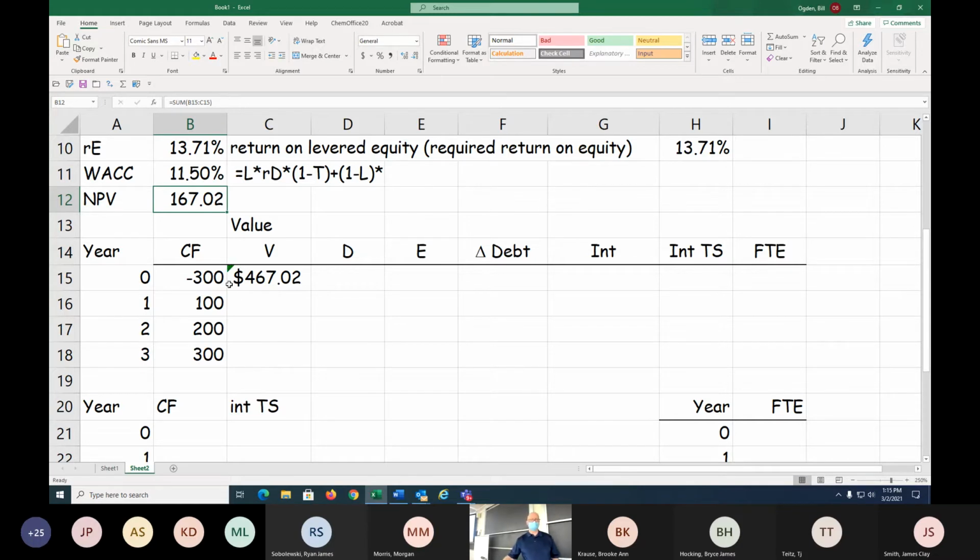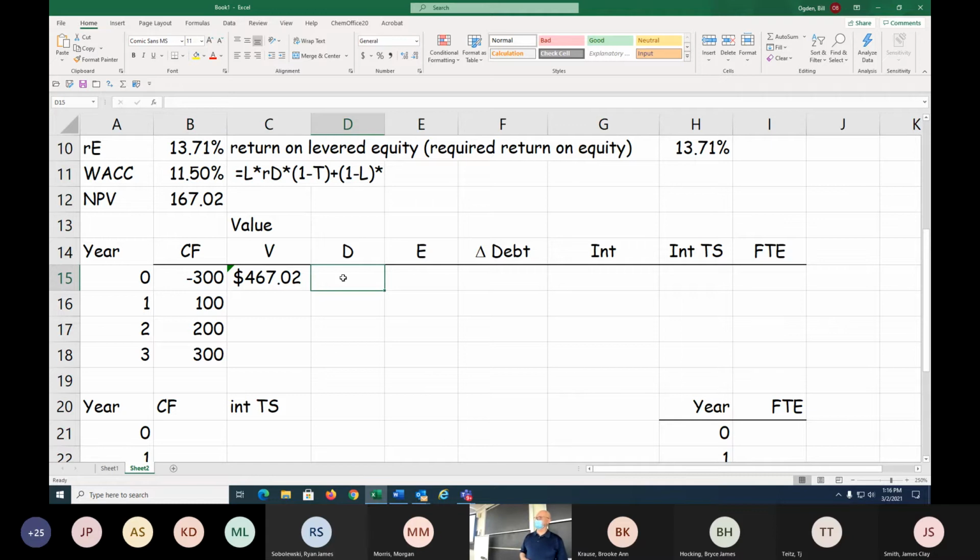So let's start out. You're my corporate treasurer, and I propose to you to fund a project that has 3 cash flows, 100, 200, 300 over the next 3 years. How much can we borrow against that project?